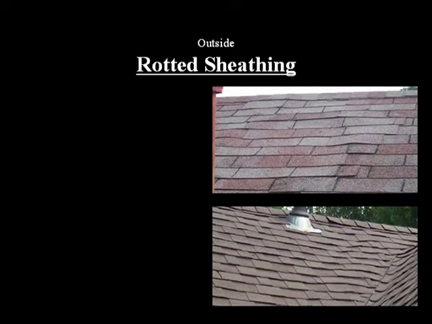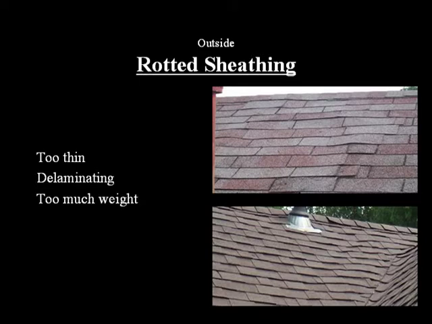Next, we want to look for any waves or ripples along the roof. Sheathing that is too thin, rotting, or delaminating likely causes this. However, keep in mind that new shingles placed over old shingles can also cause this due to the extra weight.